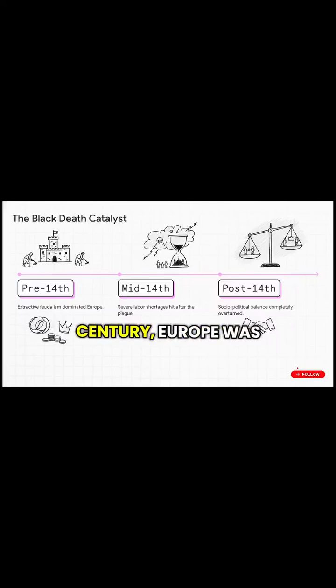Before the 14th century, Europe was locked into this deeply extractive feudalism. Monarchs and lords owned all the land, while the peasants did all the grueling labor for basically zero rights and incredibly high taxes. But then the plague hits. Suddenly there's a massive, unprecedented shortage of labor. Because so many people had died, the peasants who survived were suddenly in incredibly high demand.